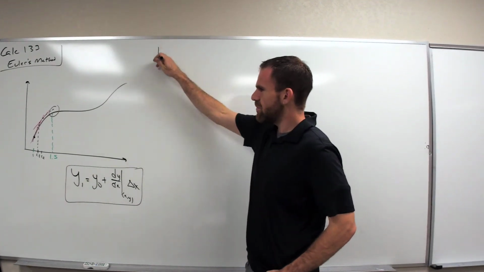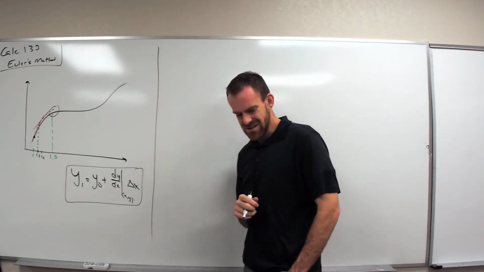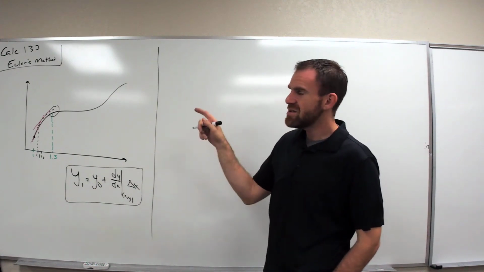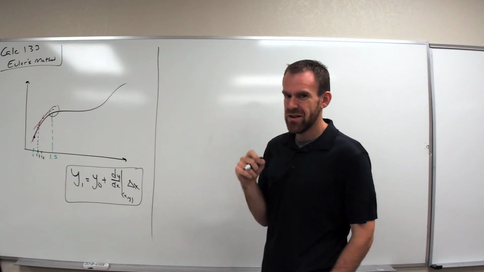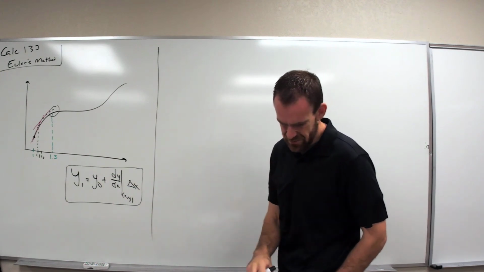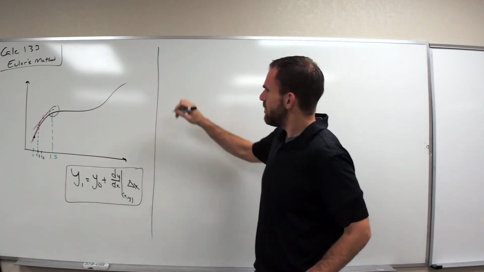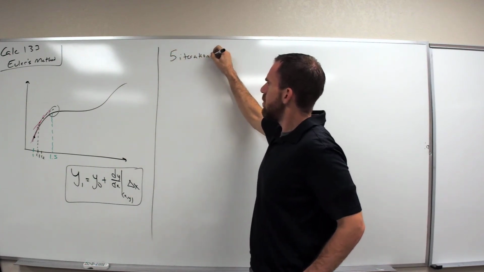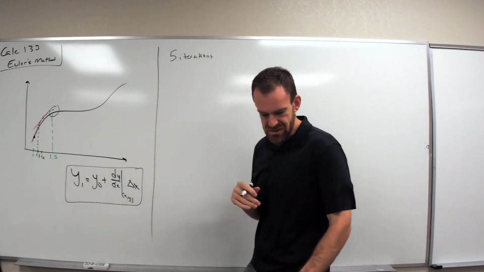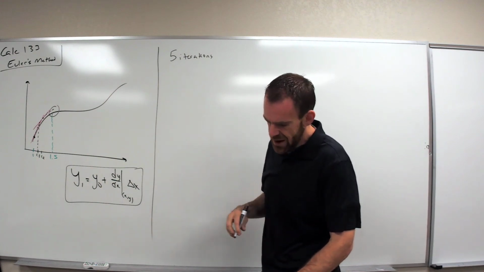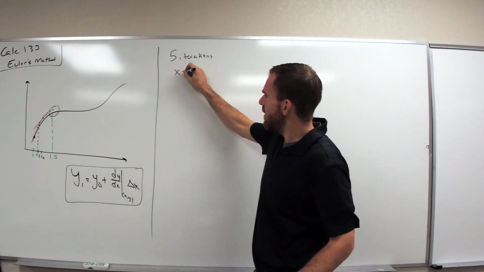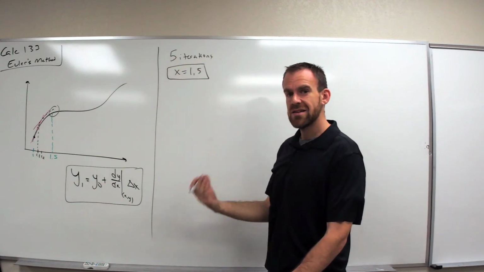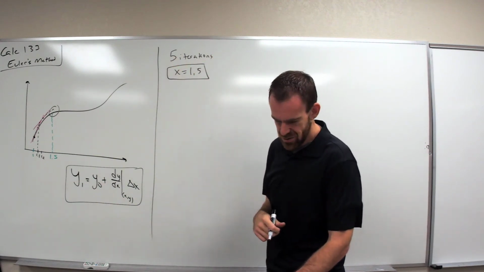So, mixing my words today. Let's try this one. Use Euler's method. I know it's spelled Euler, but it's pronounced Oiler. Okay, it's a German thing. Use Euler's method with 5 iterations. So we know we're going to do 5 of these to approximate the value of y when x equals 1.5. So this is what we want. We want to know when x equals 1.5, what does y equal?